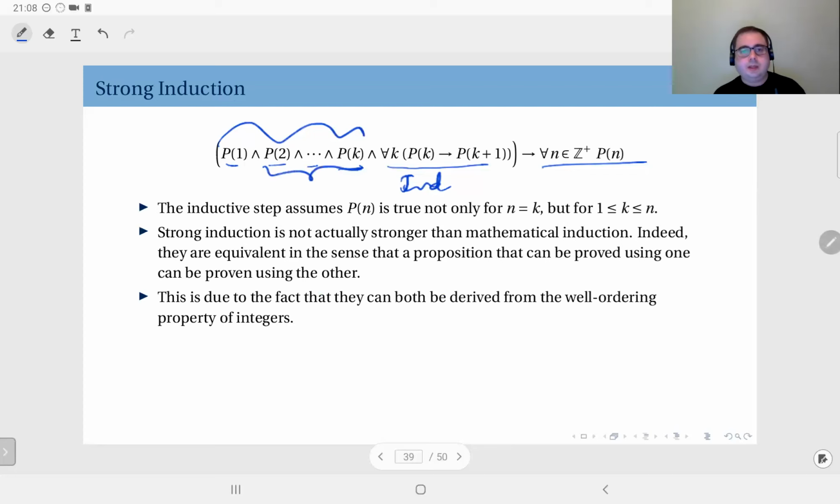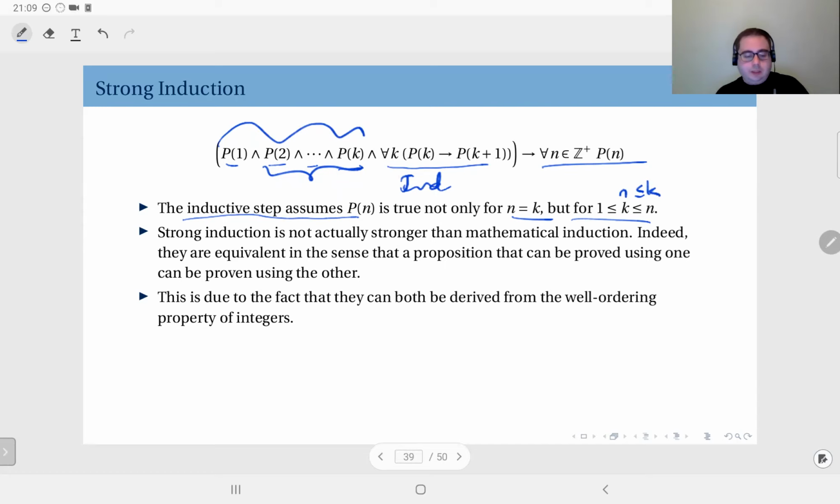So what happened here? In our basis step, we start again with P1, but in our inductive step, our assumption is not just the truth of P of k, but we also assume P of n is true for all values from 1 up to k, not just P of k. Okay? So this is what we call strong induction. And the inductive step assumes P of n true not only for k, but for all values from 1 up to n. Sorry, up to k. So this should be n less than or equal to k.